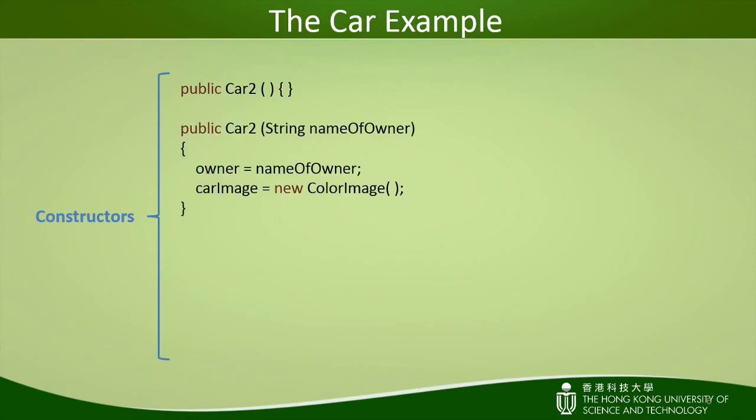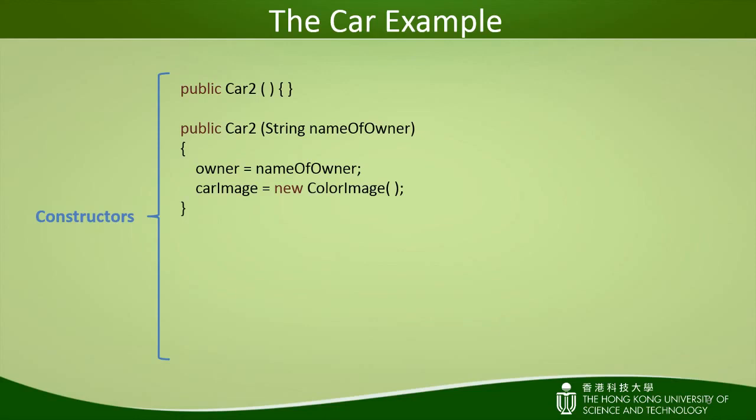Similar to the second constructor in the previous example, the second constructor here has one parameter with string type. The first statement in the body of the constructor is the same as before, which changes the owner to the value specified by the parameter name of owner. A second statement is added here, which changes car image to a new image.